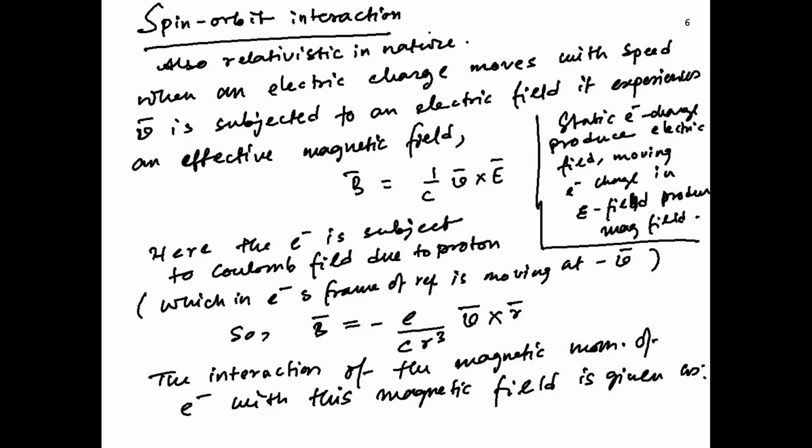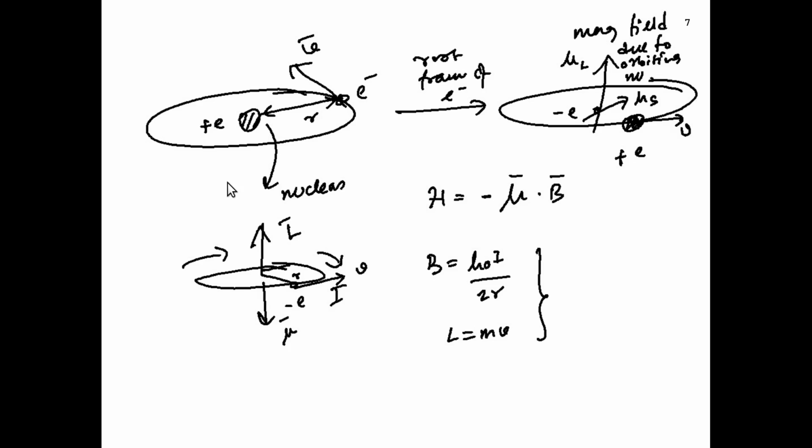So what is that effective magnetic field? We know the magnetic field is 1 by c, v cross E. The electron is subject to the Coulomb field due to the proton, which is this electric field, and also the velocity of the proton in this rest frame, and that together produces an effective magnetic field which the electron sees, given by minus e by c r cube, v cross r. So what is the interaction of this magnetic moment of the electron, which is a spin magnetic moment, with this magnetic field? Here is a pictorial representation of that.